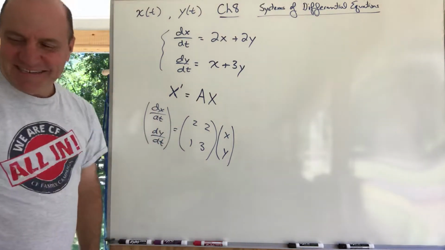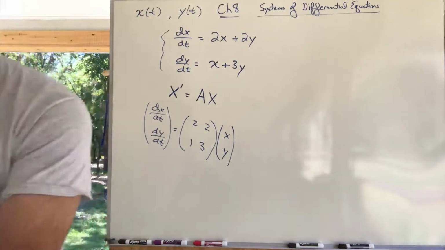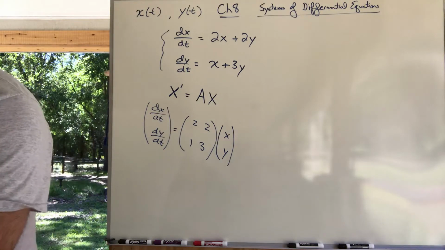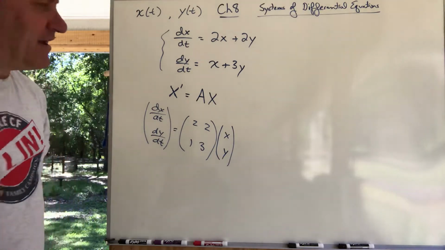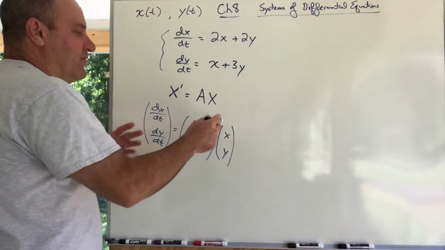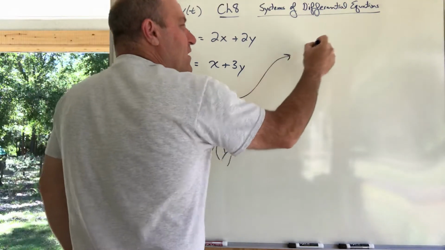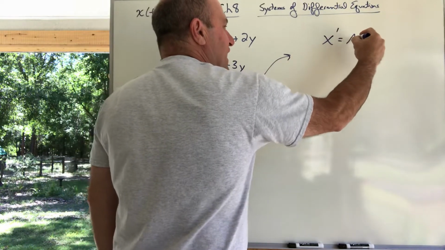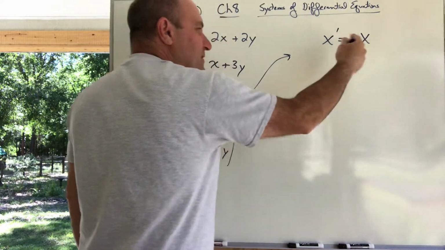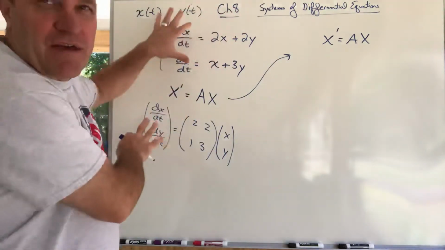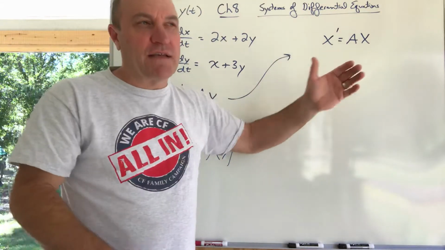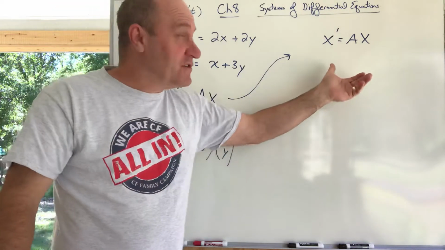So I'm going to try to teach you how to solve this now. Just a little bit of theory here first. We have this X prime equals AX. Again, those are matrices, and they come from this. But this could be generalized to 3x3s, 4x4 situations.